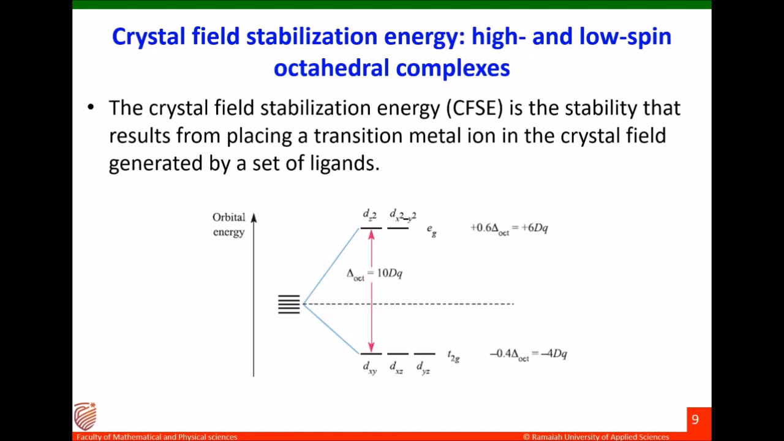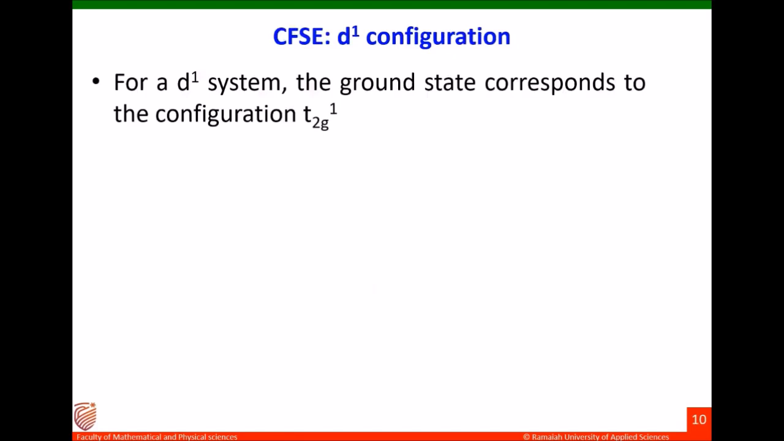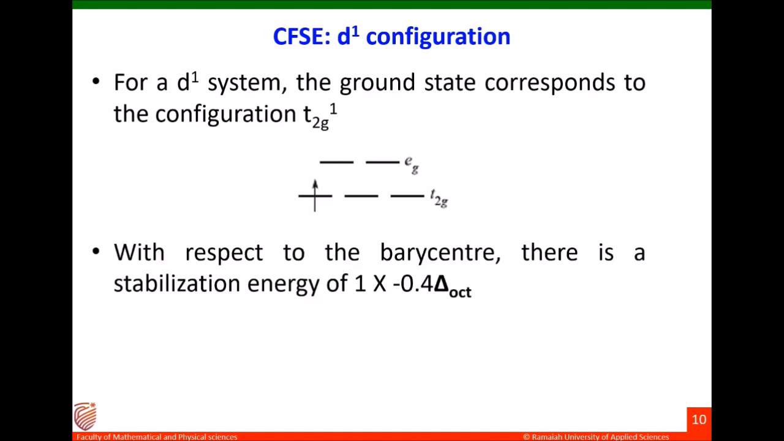Now, consider a d1 configuration. d1 configuration means only one electron is present in the d orbital. Then, as per the system, that electron in the ground state should occupy the T2g orbital. So, with respect to the barycenter, now there is a stabilization energy. We can calculate the crystal field stabilization energy as number of electrons, that is 1, into T2g.